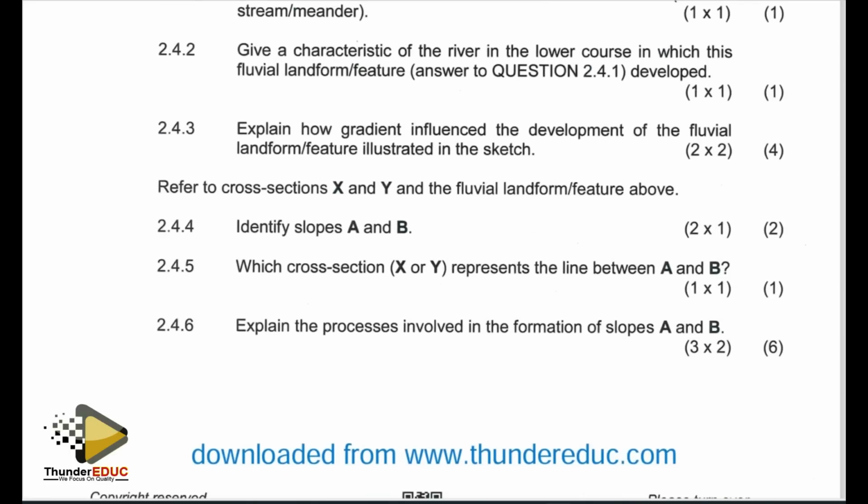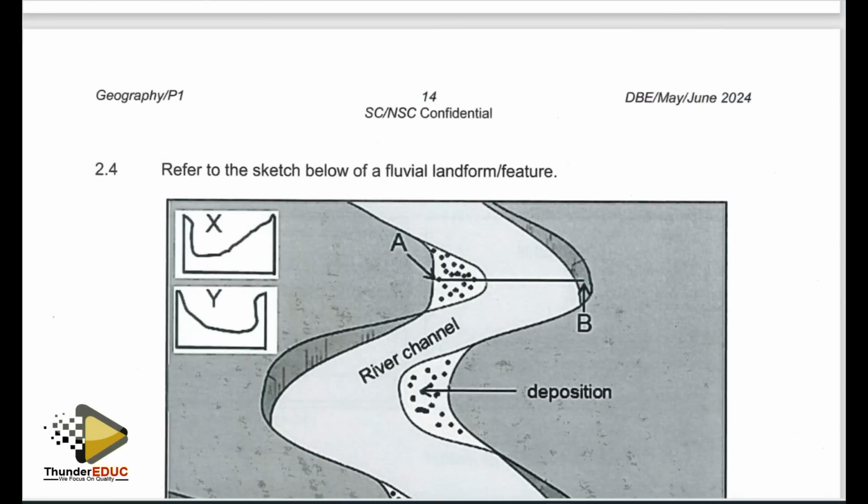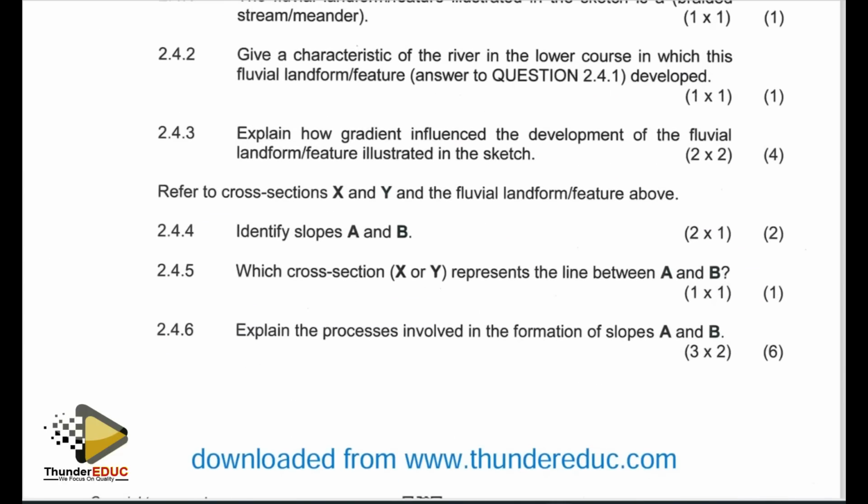Right. We move on to which cross-section, X or Y, represents the line between A and B. From A here, we tend to find that this is a gently sloping landscape. It's more of a convex slope from A going to the river channel, and here it's more of a concave slope which bends inwards. It's an undercut slope. So if you try to figure out from those two, you tend to find that the slope is gentle beginning at A, it gets into the channel, and then it becomes steep as we go towards B. So the reflected cross-section of that channel is the one illustrated by Y. In that instance, it is Y from A to B. Right.